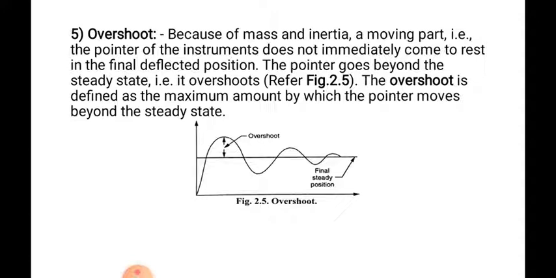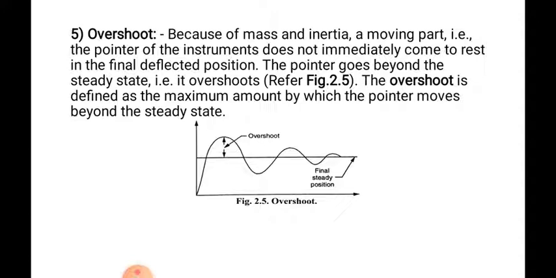Overshoot means what? When we measure any unknown quantity using an instrument having an analogue system or deflecting pointer, how is overshoot explained? It is because of the mass and inertia of the moving parts of the measuring instrument. In every measuring instrument we know that there are a number of moving parts. Because of the mass and inertia of the moving parts, there will be an error.